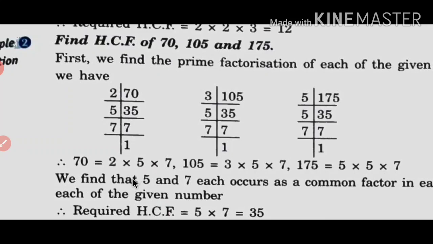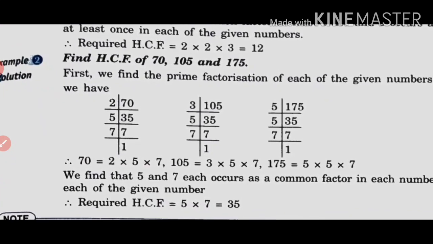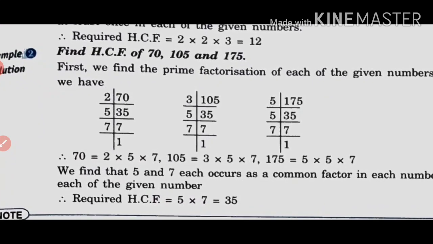Now we have to see the common factor in each of the 3 given numbers. So you can see which are the common ones here. Here you can see 2 is given in 70, but there is no 2 in 105 and 175. It means it is not a common factor.